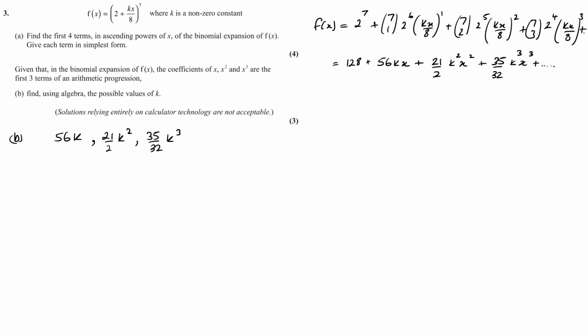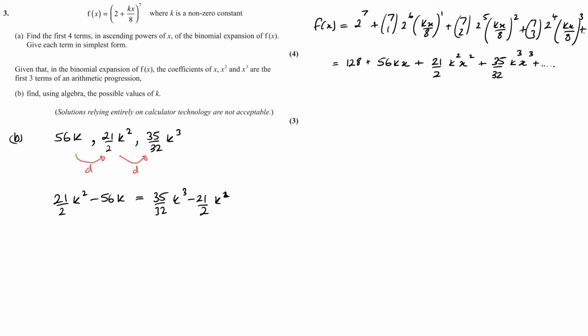32 k cubed. Now, to go from here to here, that difference should be a common difference, and here to here should be the same. So if I did the second term take away the first term, it should equal the third term take away the second term. So 21, sorry, I'm writing in red then. 21 over 2 k squared minus 56k is equal to 35 over 32 k cubed minus 21 over 2 k squared.